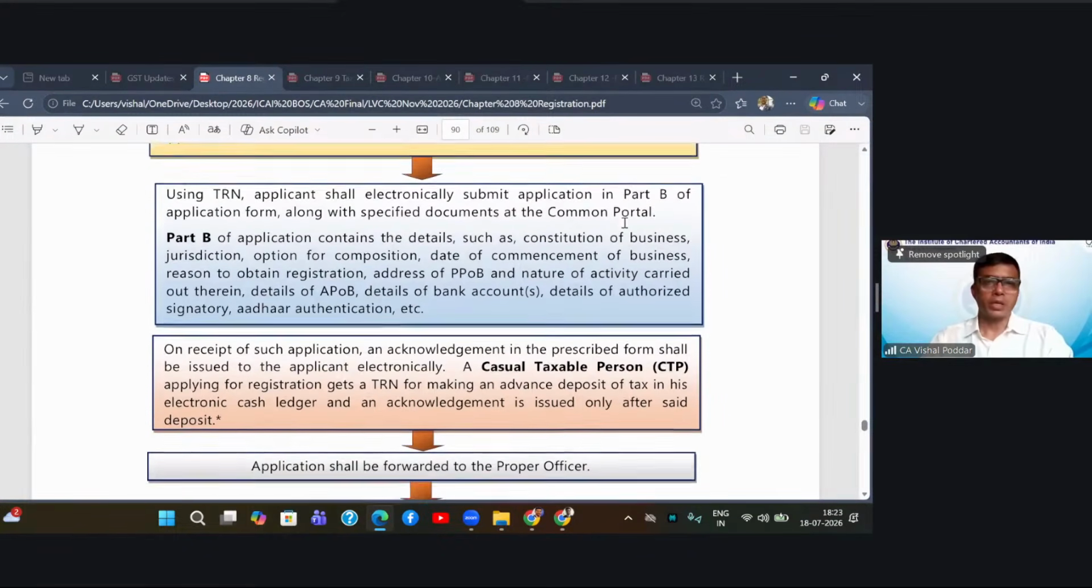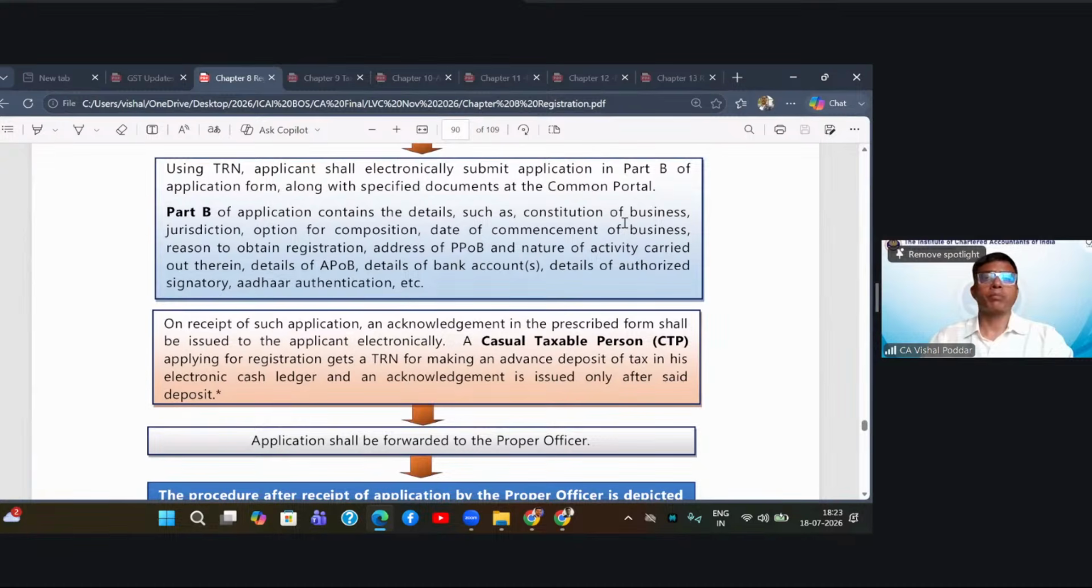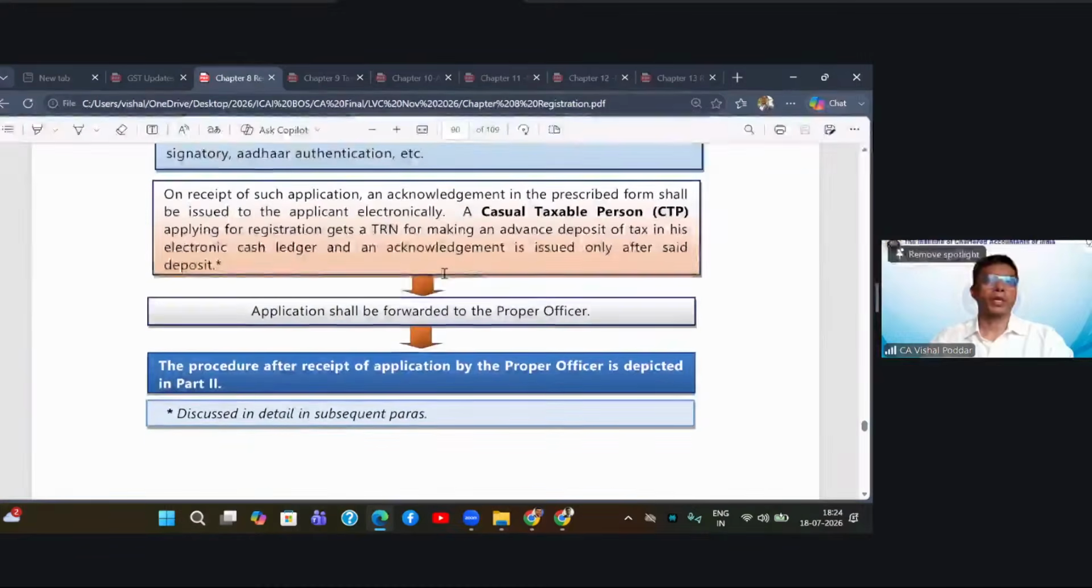Now, using this temporary reference number, you will have to apply for the main part in the registration, which is part B. Part B is the one which will contain the main details like constitution of business, whether you're a company, partnership, whatever, jurisdiction, whether you want to go for composition, date of commencement, reason for obtaining, whether it is compulsory, whether it is voluntary, then details of your principal place, additional place, bank accounts, and every other thing. On receipt of such application, an acknowledgement in the prescribed form shall be issued to the applicant. So once you fill this in and upload all the necessary documents, you are given a temporary confirmation or acknowledgement that, okay, we have received your details.